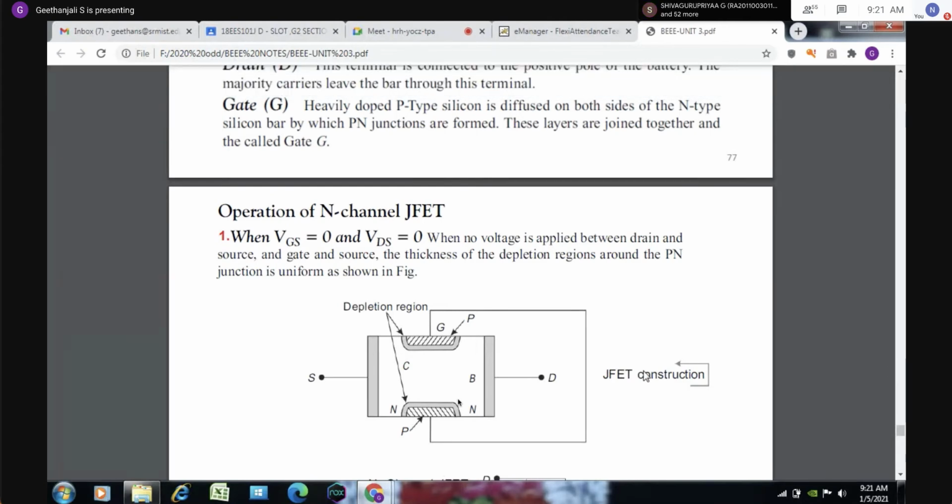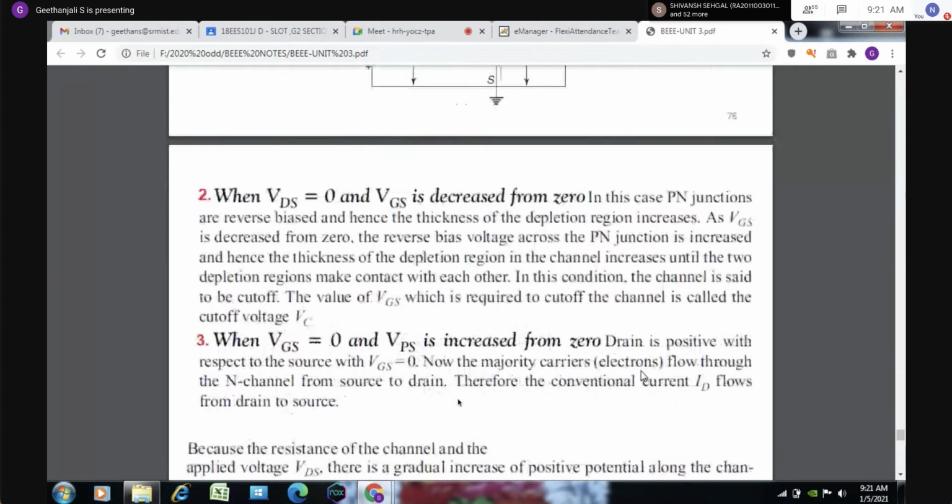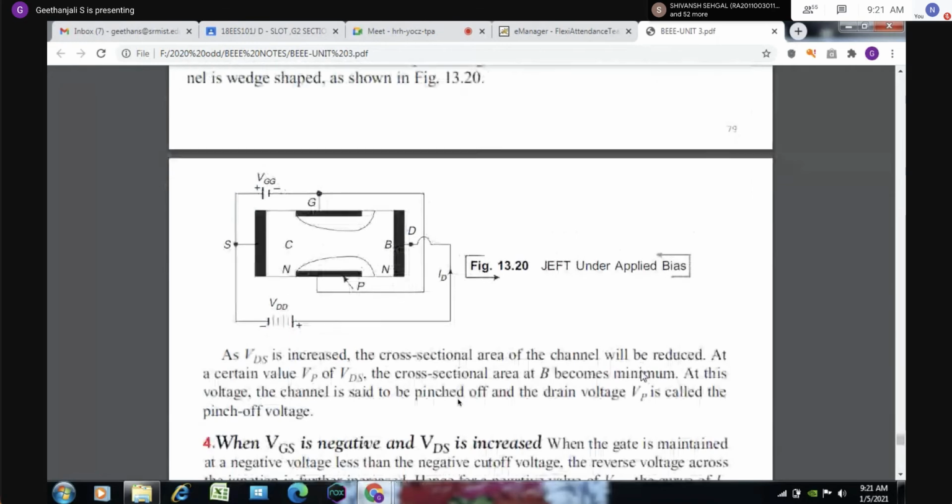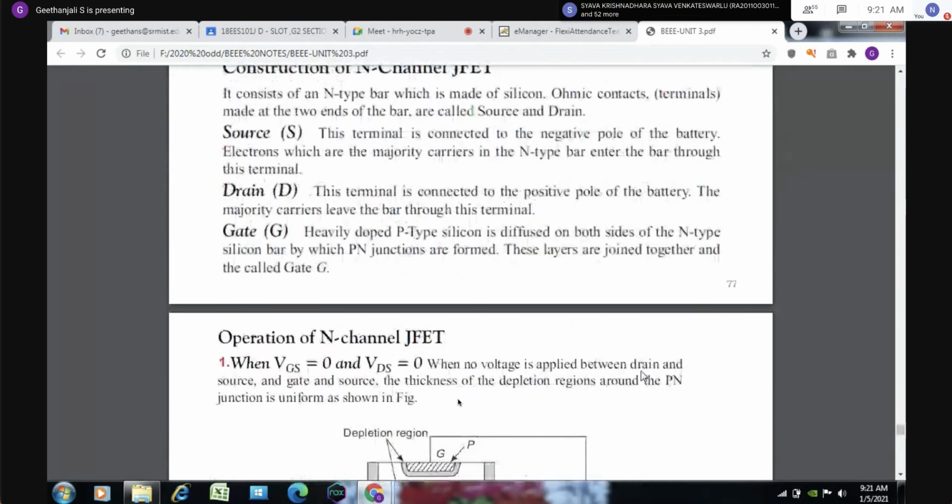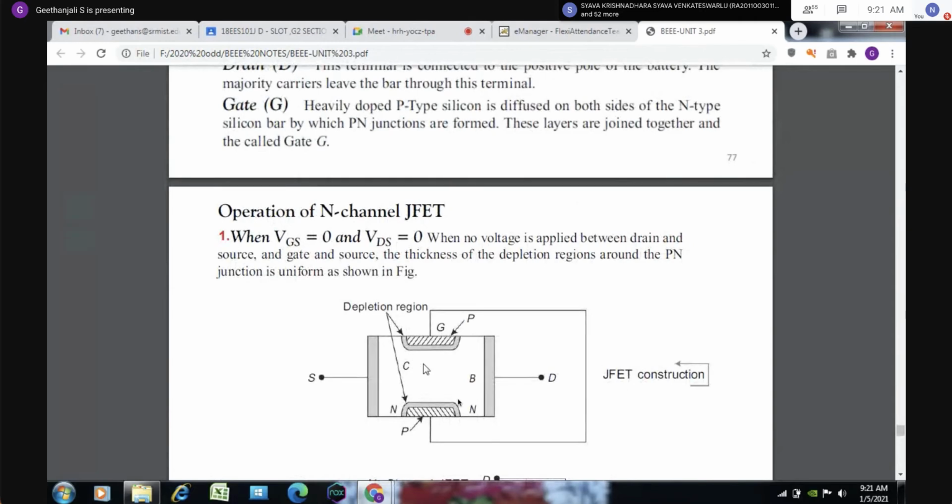Let us see the operation of the N-channel JFET. There are three cases for the operation. The first case is when VGS is equal to 0. VGS means we connect a voltage source between the gate and source, and we make it 0. And VDS equal to 0. These suffixes represent the terminals of the JFET: D is the drain, S is the source. The supply between the drain and source is also made 0.